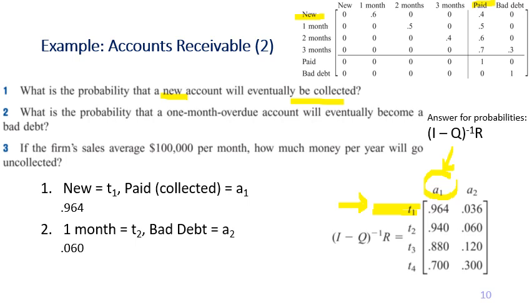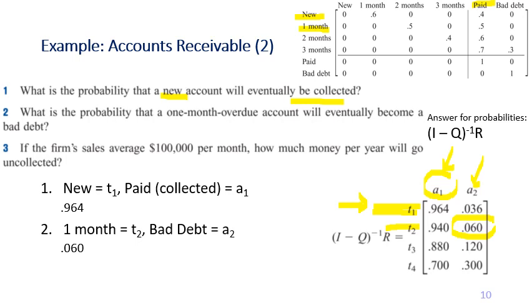For the second question, 1 month overdue. So 1 month is the second row. You look at the second row, T2, and bad debt, which is the second absorbing state. So you're looking at this number, 0.060.